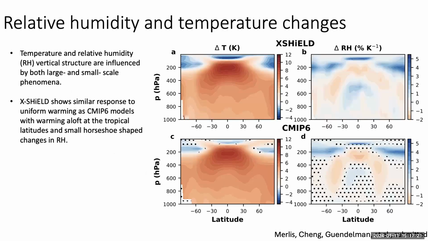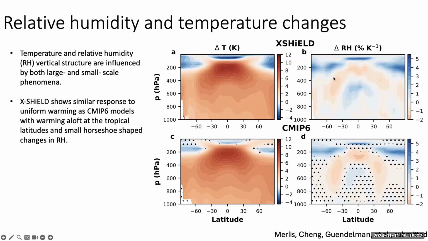So the first thing that we are looking at are the relative humidity and temperature changes. I think it makes sense to look at relative humidity and temperature because they are influenced by large-scale circulation, but we have reasons to believe that they will be influenced also by small-scale or deep convection processes. And we might think that if we resolve deep convection better, the response to warming will be a bit different than in a coarse GCM that doesn't resolve that.